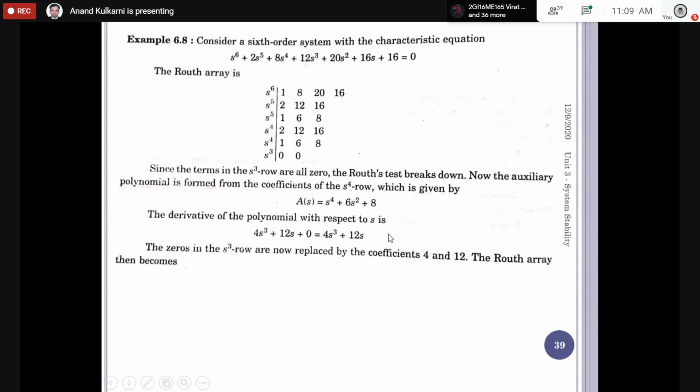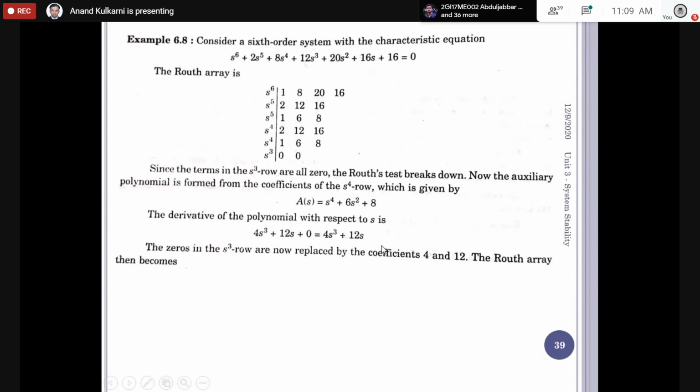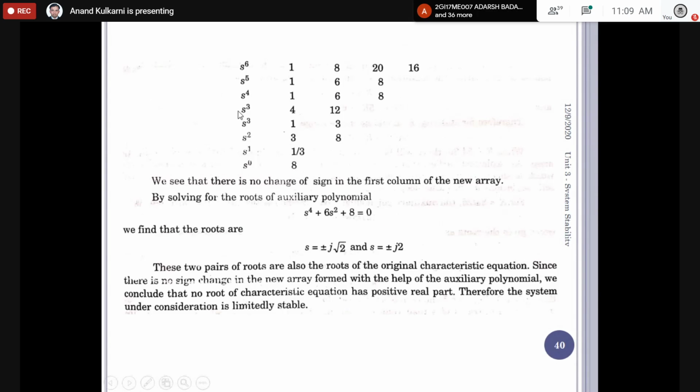These are the terms. Substitute back into the array. S^3 row, see here, this is 4S^3 plus 12S. You can take 4 common. So it becomes S^3 plus 3S. If you write S^3 plus 3S, S^3 row, I will write S^3 coefficient is 1, second coefficient is 3. I will write. So you can proceed further now.